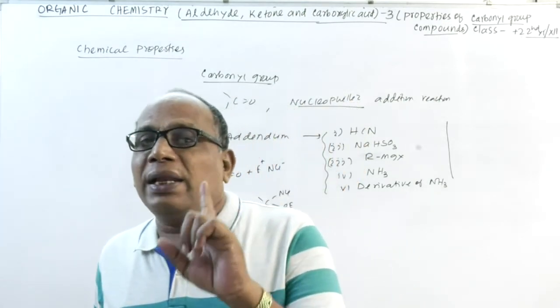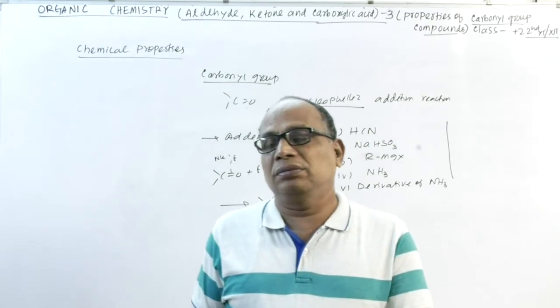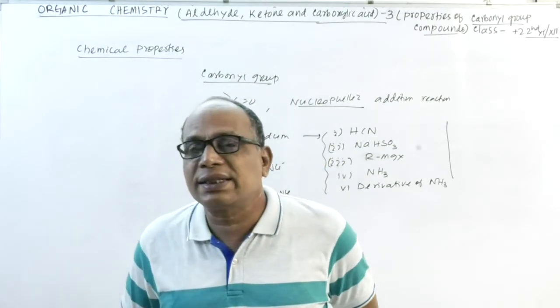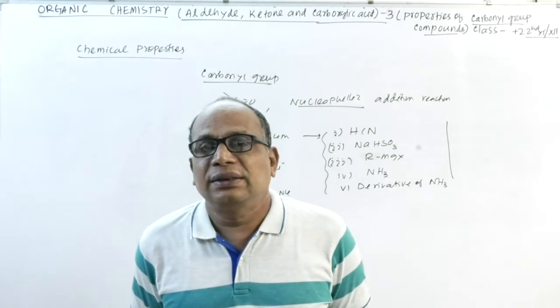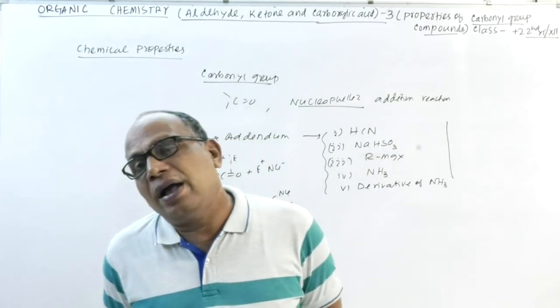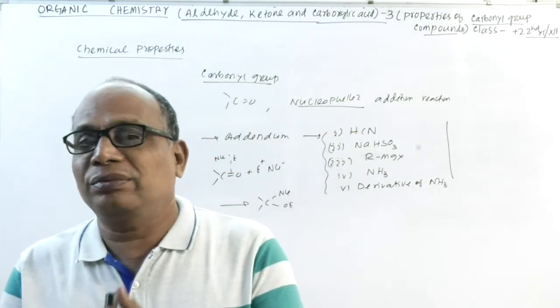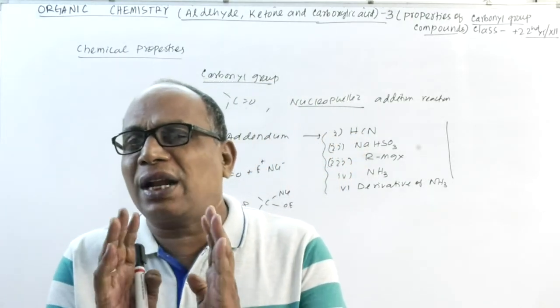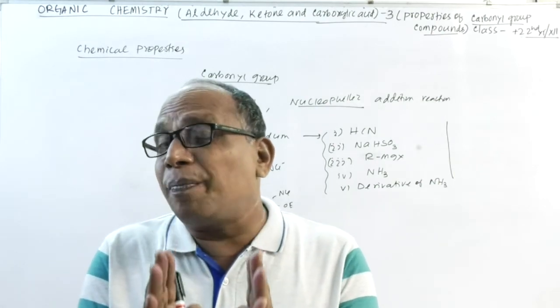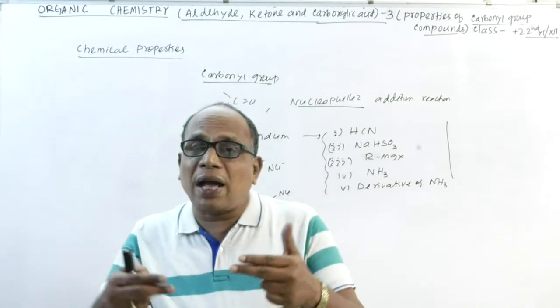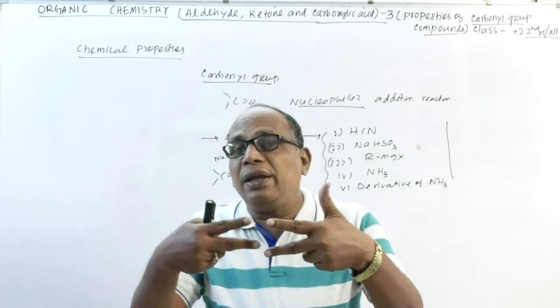Similarly, the alkene on ozonolysis, that is reductive ozonolysis, gives a mixture of carbonyl compounds. What is a mixture of carbonyl compounds? The carbonyl compounds are formed by the breaking of the carbon-carbon double bond of the alkene.